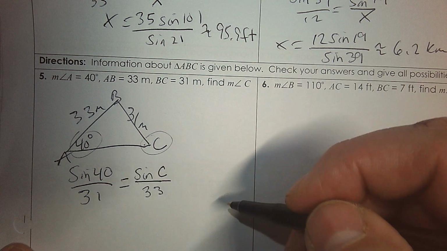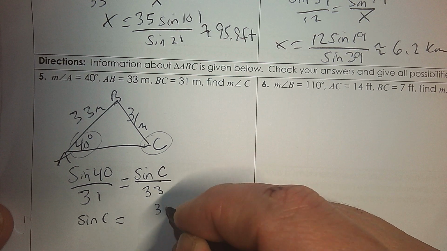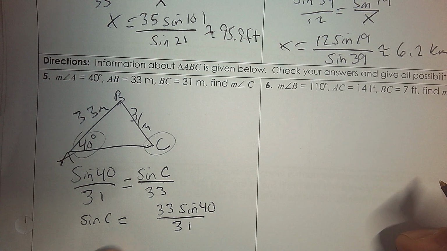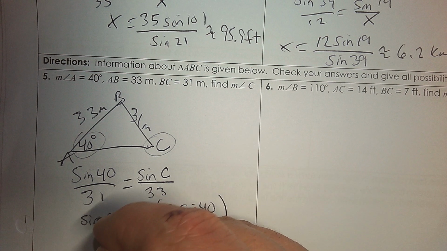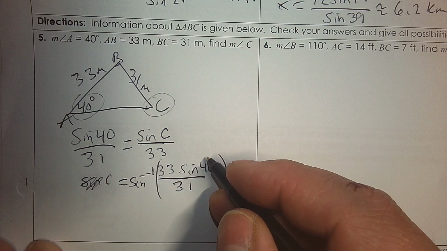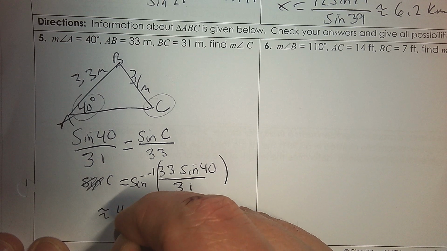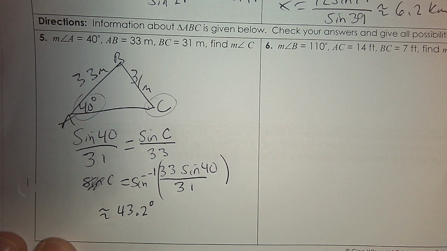So first of all, we need to solve it. To get sine C by itself, we're going to go 33 times sine 40 and divide by 31. To get C by itself, we're going to do the inverse sine to undo sine and get C by itself. So that's what you'd be typing in your calculator: inverse sine of 33 sine 40 divided by 31. In your calculator, it won't give you both. It will just give you the one answer, which is 43.2. It will always only give you an acute answer, or it might say error, meaning there's no angle possible. But in this case, it gives you 43.2.